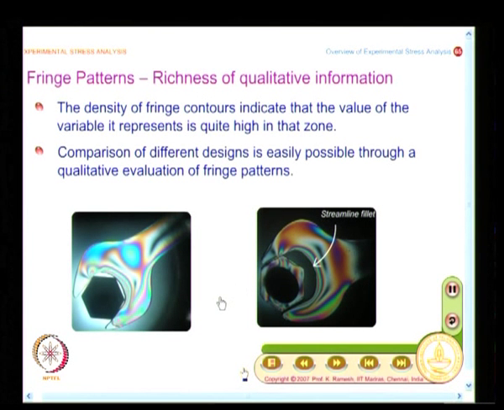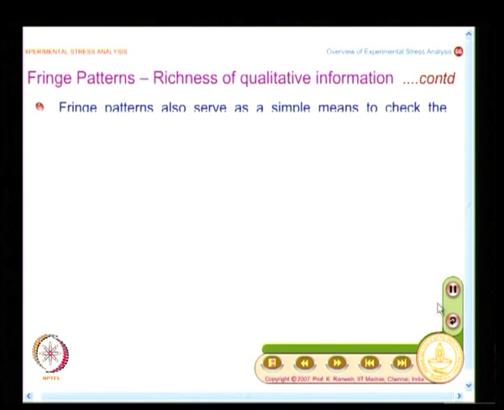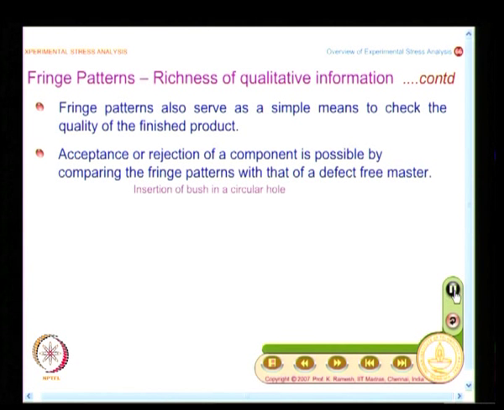In a production line, I would like to inspect whether my component is being manufactured correctly or not. I can have an optical comparator, and what we are going to look at is the insertion of a bush in a circular hole. This is what we are going to look at as an example: how fringe patterns help you check the quality of the finished product.